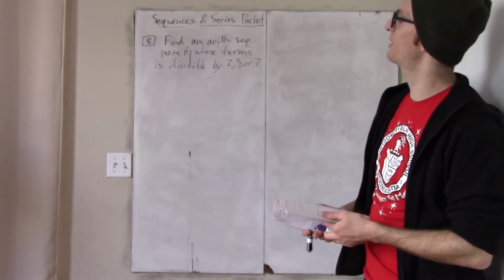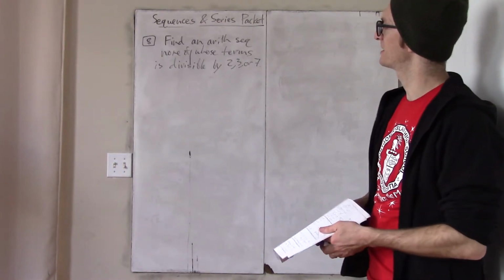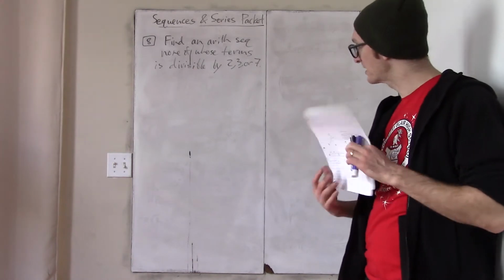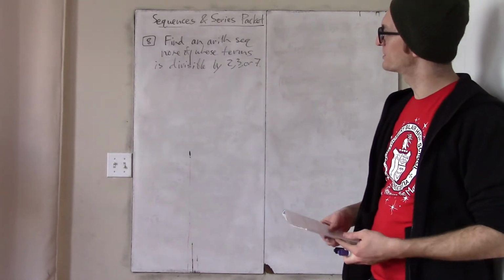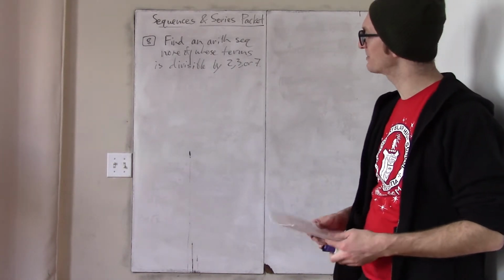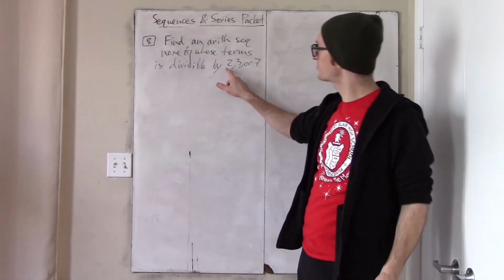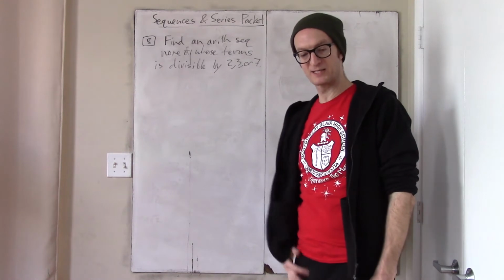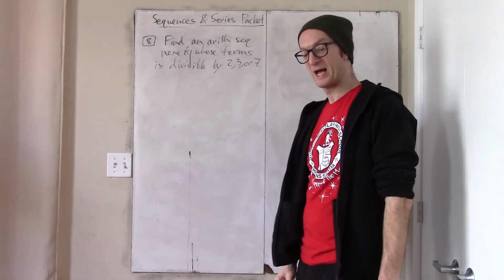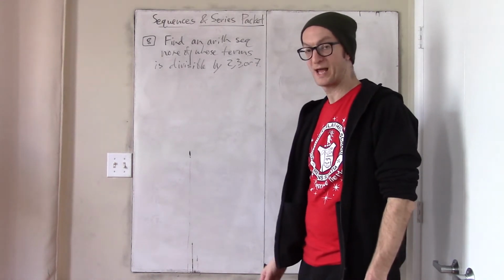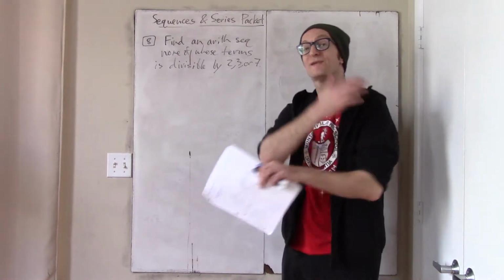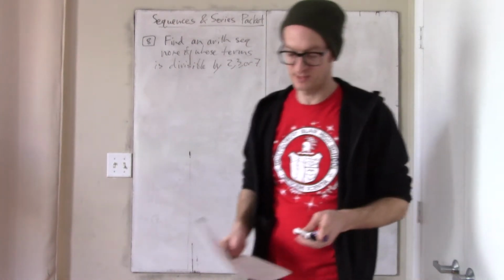but you really just have to think about this. Like, okay, I have an arithmetic sequence. I don't want any of the numbers of this sequence to be divisible by 2, 3, or 7. Let's take one at a time. I don't want any of the numbers in my arithmetic sequence to be divisible by 2. Okay, so there can be no even numbers anywhere in my sequence.